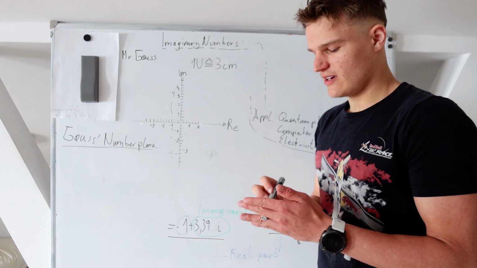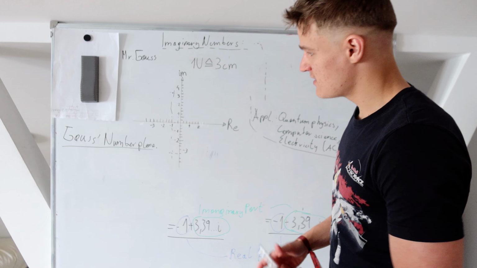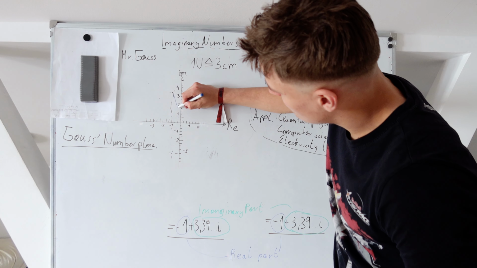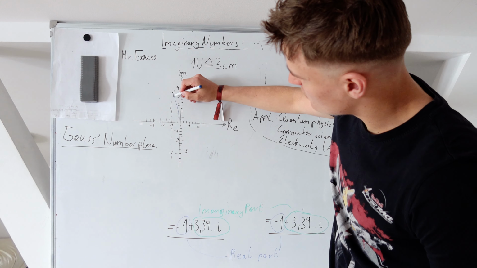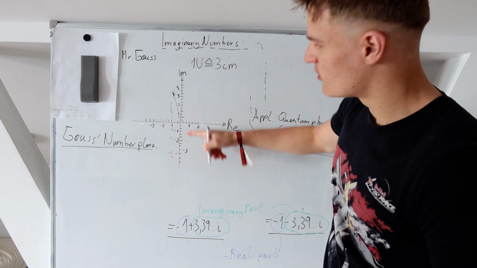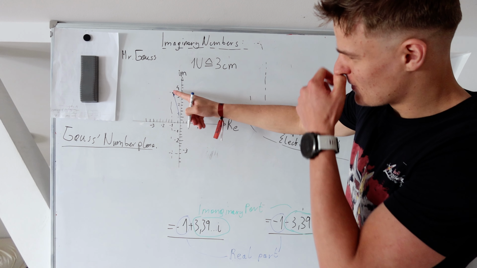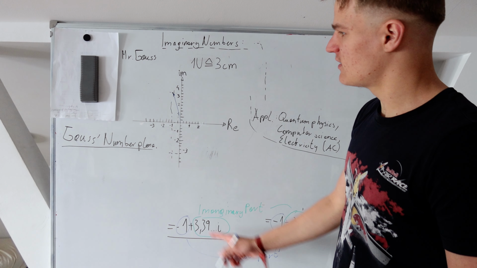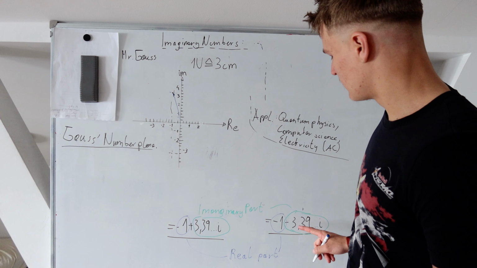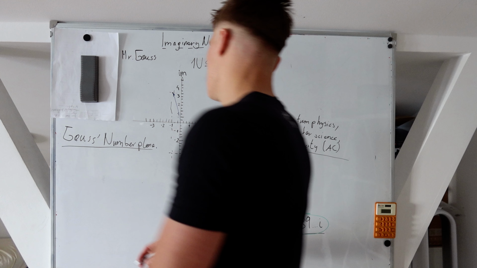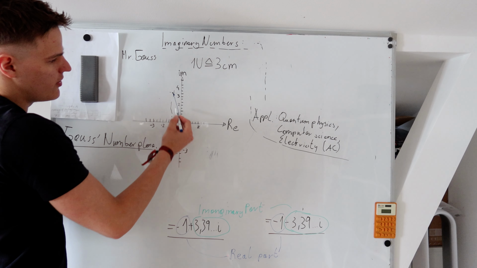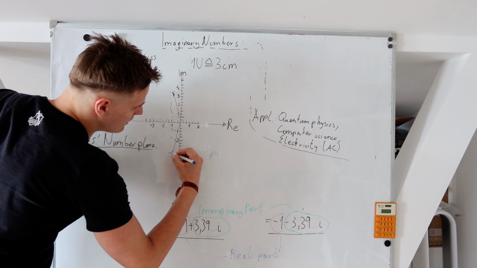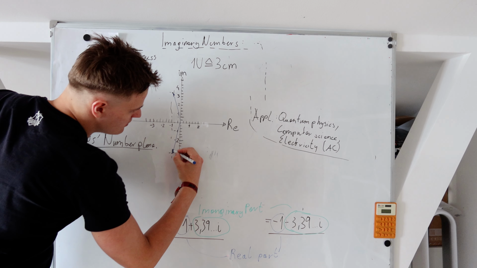Now, one important thing to know is that our result in this number plane is always connecting from the 0 point, from 0,0 to our point of the result. So we have -1 plus 3.39i, that is this one, and we have -1 minus 3.39i, that is this one. But the result is actually this arrow. So this is a way of displaying imaginary numbers.